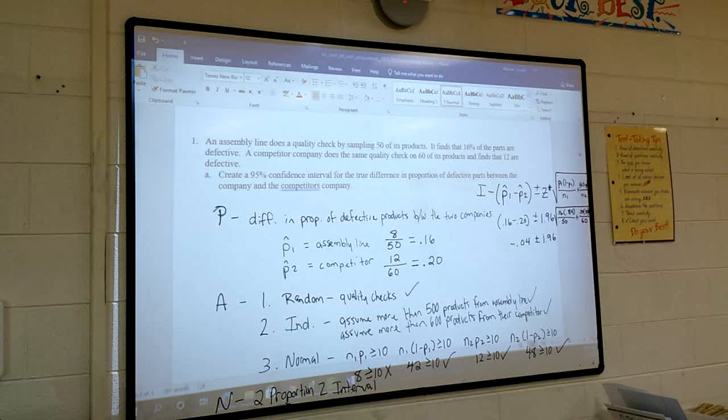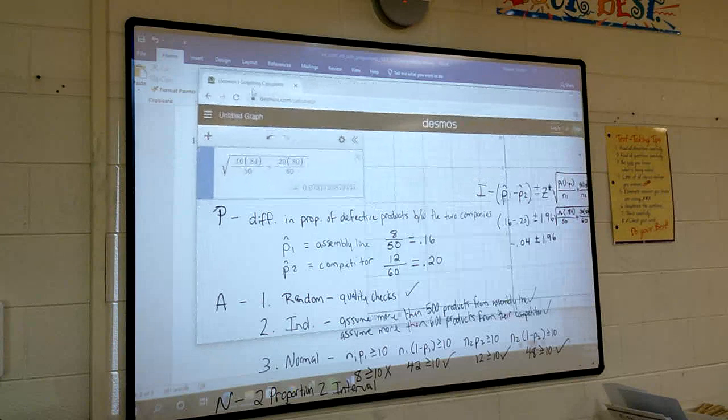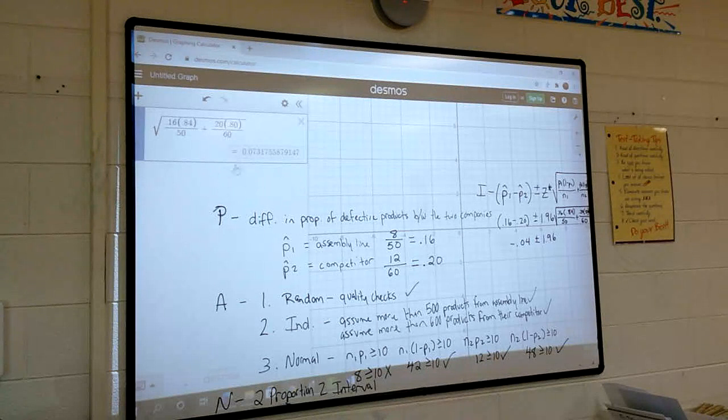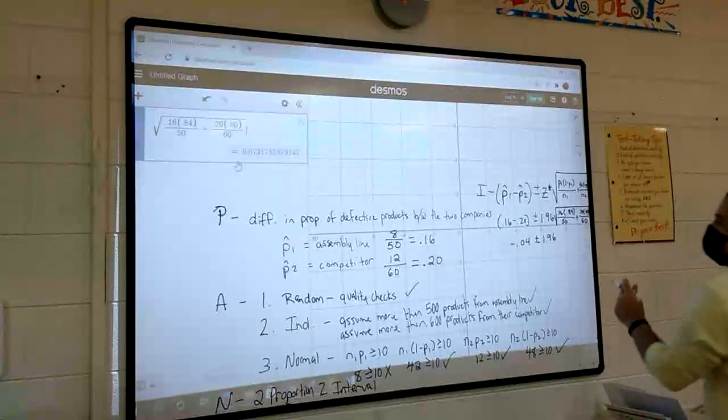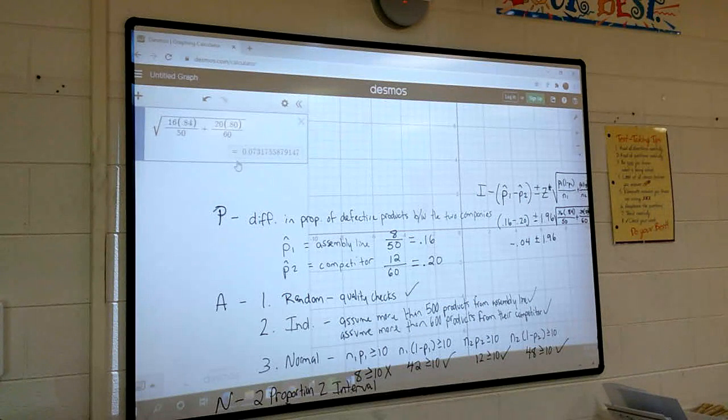Or if you want to go into Desmos, you could and go 0.16, 0.84 over 50 plus. But I would be very careful as I'm typing in the calculator that I am not messing up my parentheses. So everybody see, there it is. There is the 0.16 times 0.84 over 50 plus 0.20 times 0.80 over 60. I hate to round, I don't want to round too much in here, okay? So I'm going to say 0.0732.